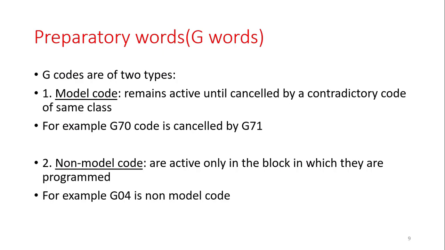So if it is acting throughout, and I wanted to cancel it, I would put G71. Clear? Otherwise G70 would act. But if I say G04 in one block, it will remain active for that one line or one block only. It won't go beyond that. Clear? So in that case, that will be called a non-modal code.